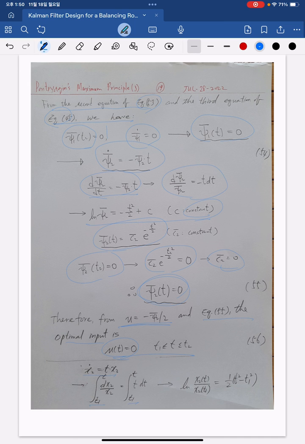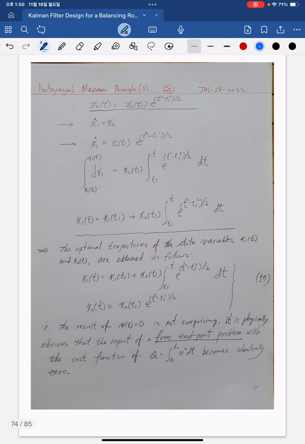This is as follows, and we can do it like this too. The optimal trajectory of the state variables x1, x2 and x0 is as follows. The result of u(t) equal to 0 is not surprising. It is physically obvious. The input of a free endpoint problem with the cost function becomes identically 0.